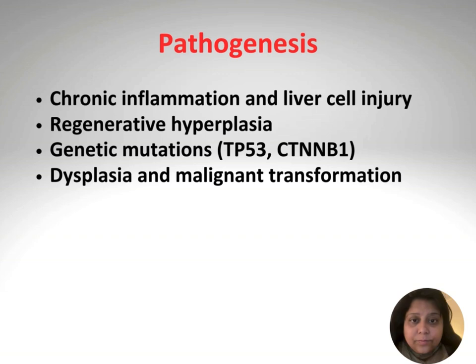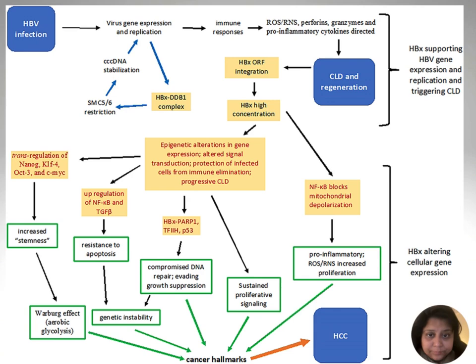deficiency. Talking about the pathogenesis, due to risk factor exposures, there is chronic inflammation and liver cell injury. Then there is regenerative hyperplasia. Then there are genetic mutations, which cause dysplasia and malignant transformation. Here in this flowchart, I have explained the pathogenesis of hepatocellular carcinoma.